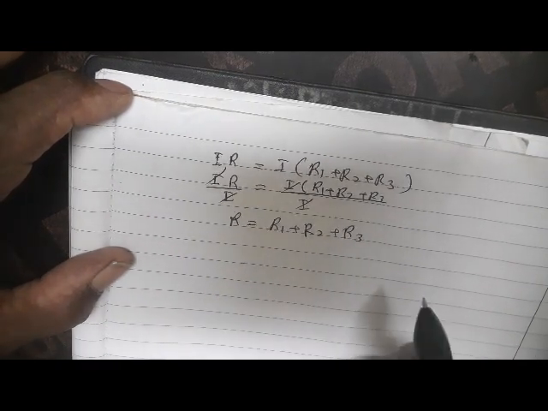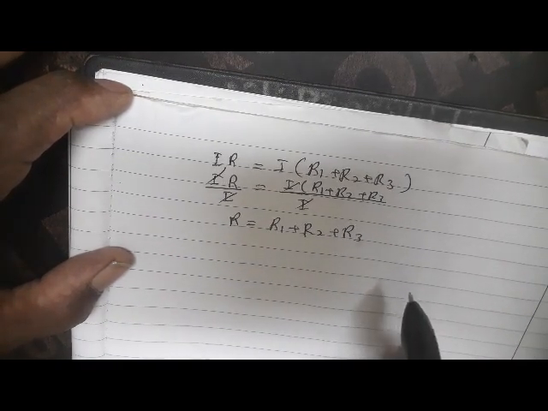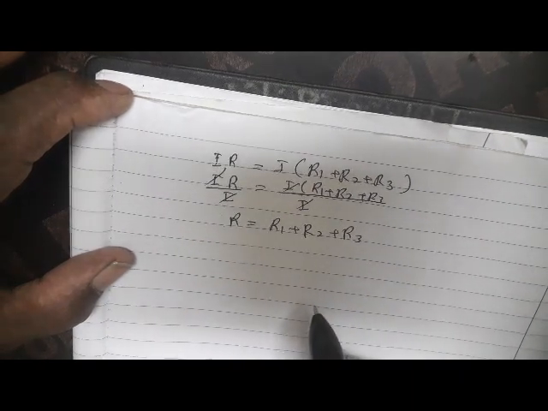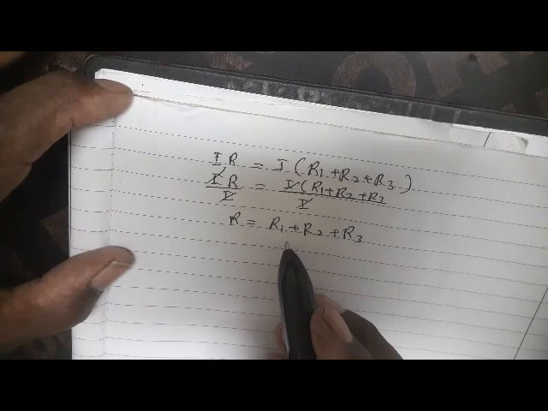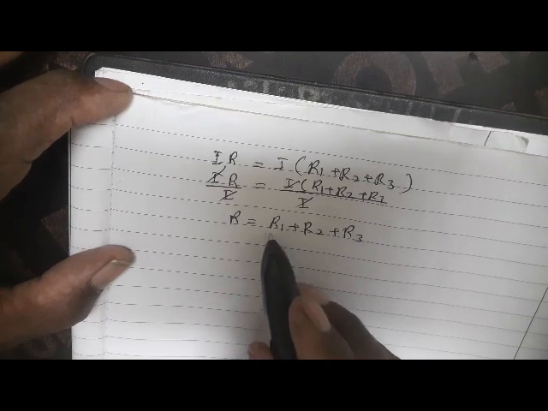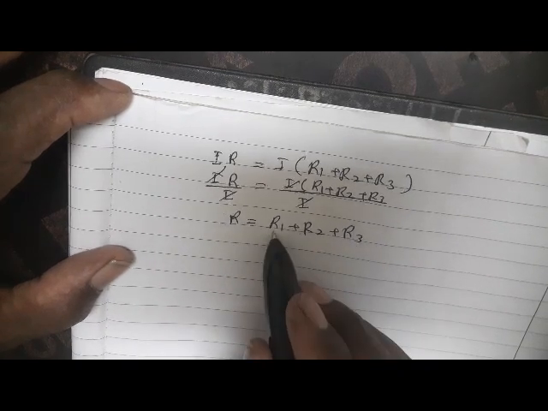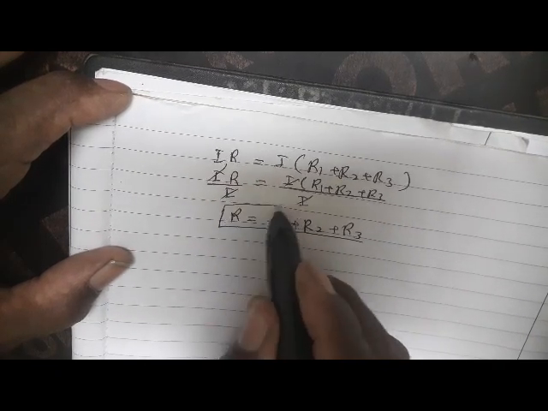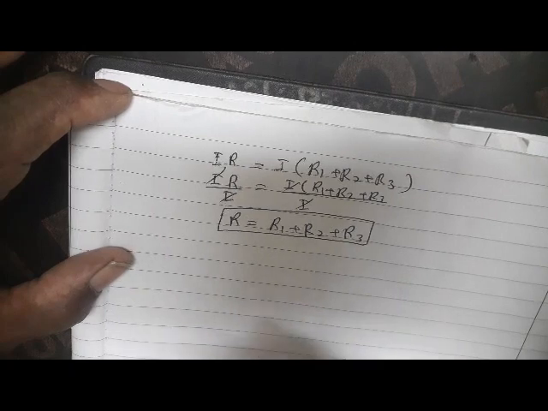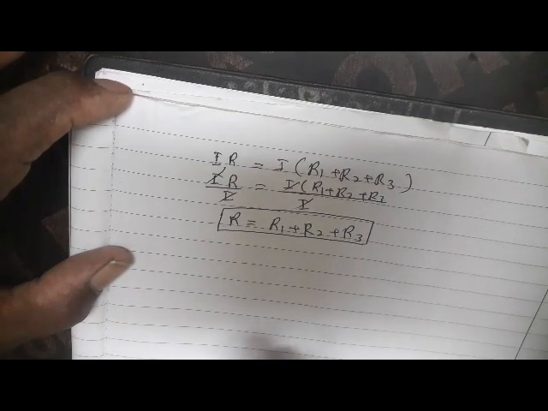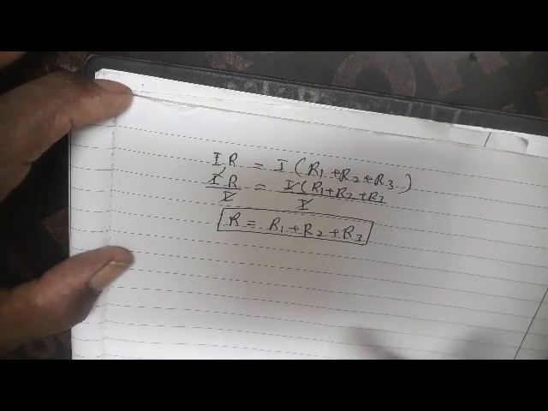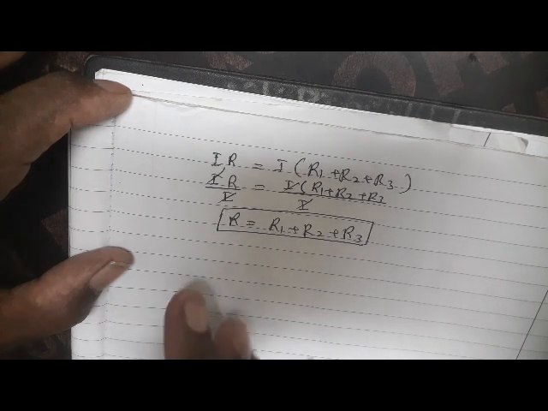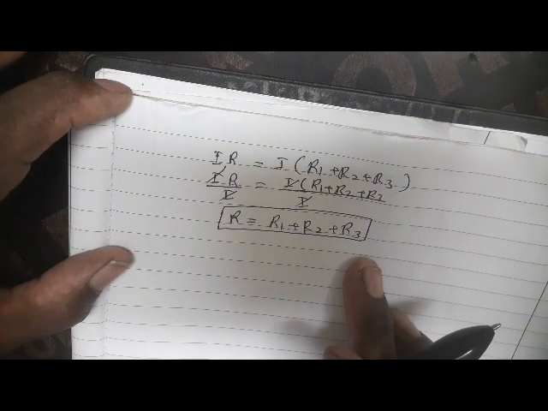So if we put resistors in series, it means the total resistance of the circuit is equal to the sum of all the individual resistors. In a series circuit, however many resistors we have connected, the individual resistances are added, and the total resistance of the circuit will be like this.